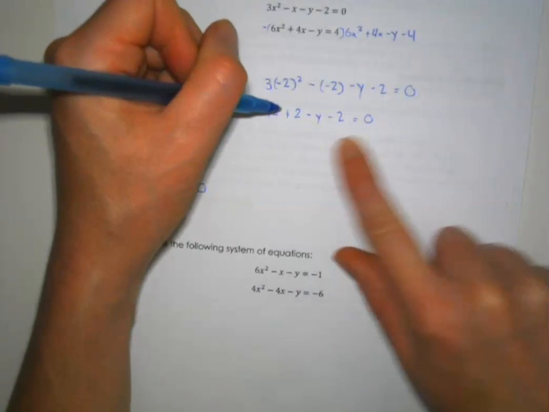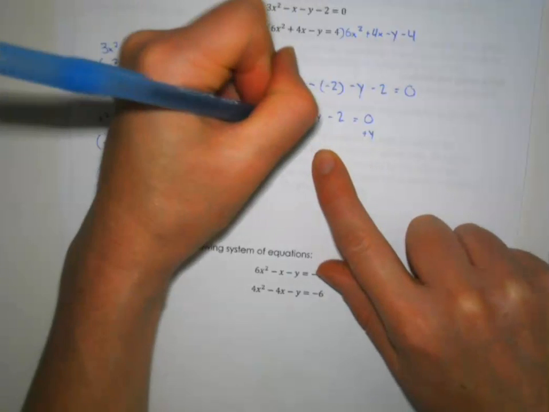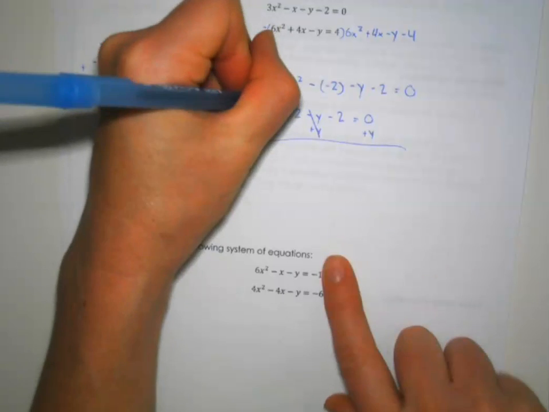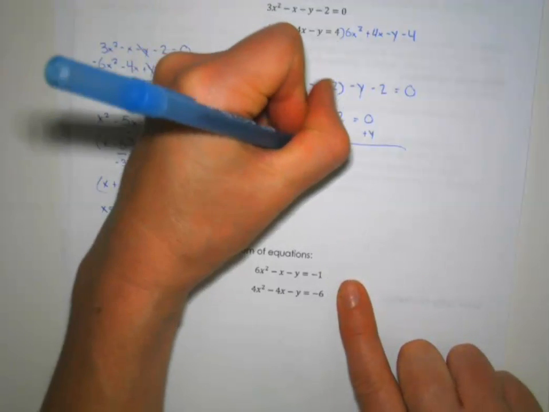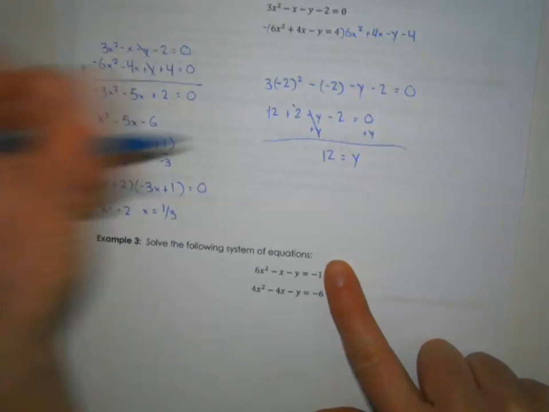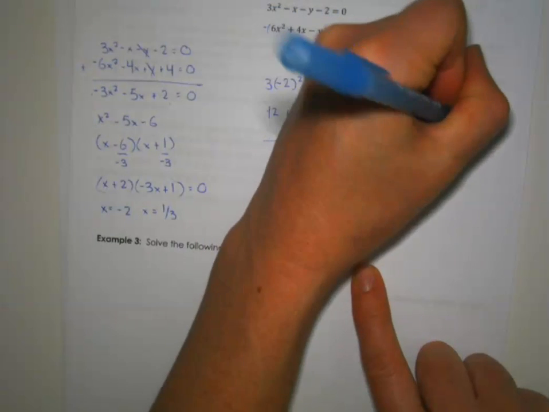Let's move the y over. So we're going to add y to this side, and then we can add y to that side to cancel it out. So we're left with 12 plus 2 is 14, minus 2 is 12, which is equal to y. So our first solution would be negative 2, 12.